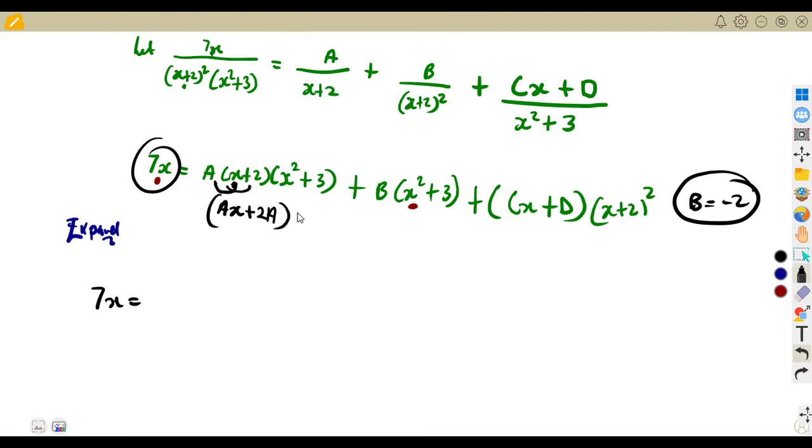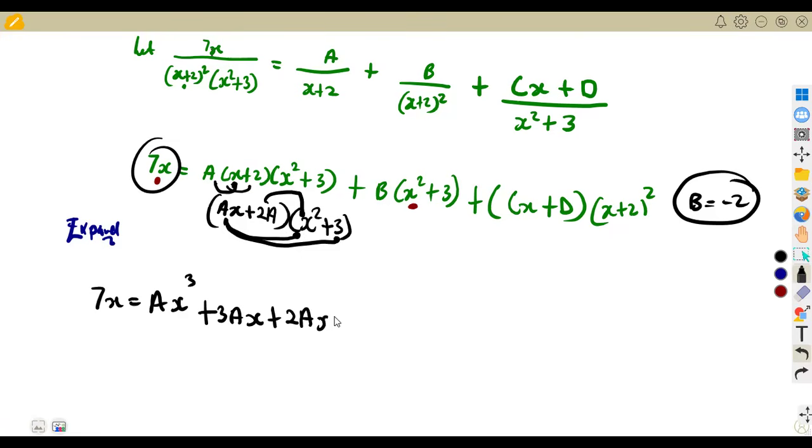But it is going to affect this bracket as it is of x squared plus 3. So that is going to be ax times x squared, which is going to be ax to the exponent of 3, right? Then ax and 3. This will be 3ax. We are done. 2a times x squared. This will be 2ax squared. Then we've got 2a and a 3 on that part. So this 2a multiplied by 3, what are you going to have? That will be 6a. We are done on the first bracket.